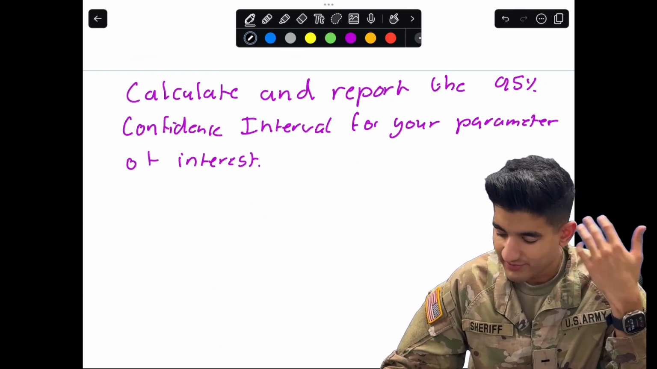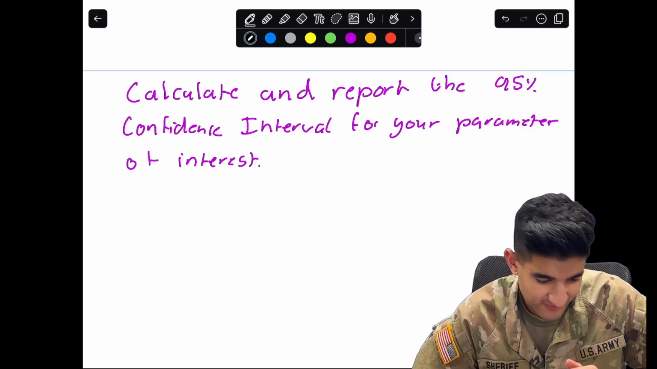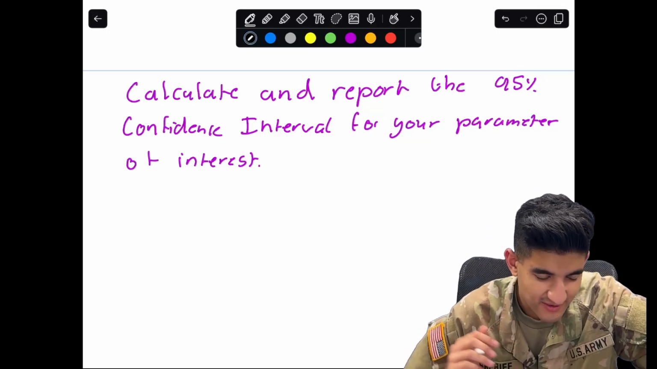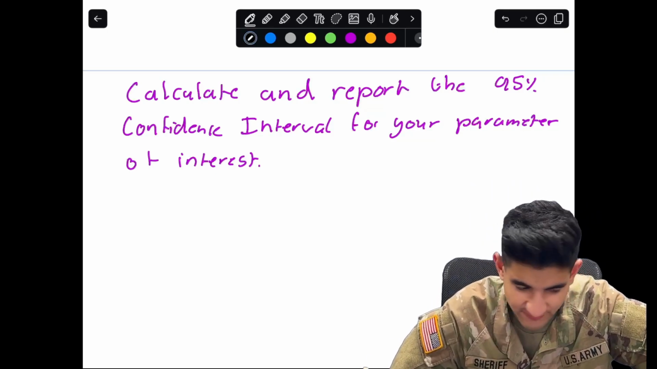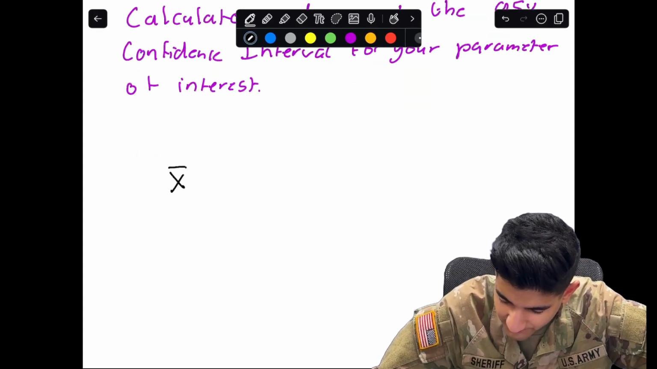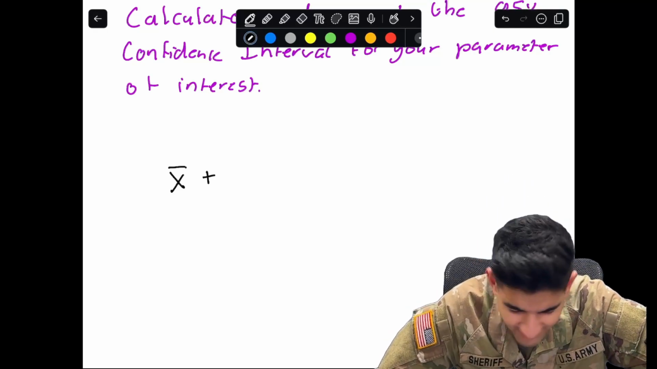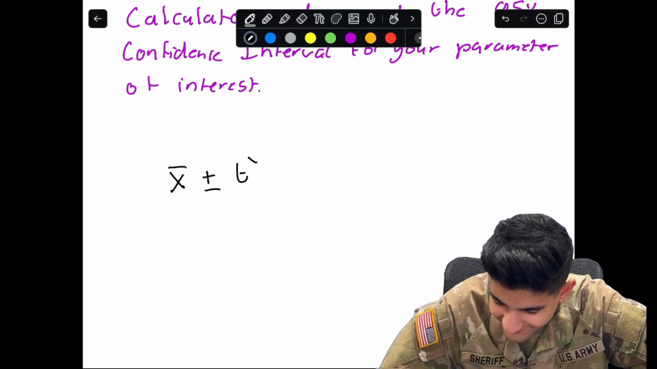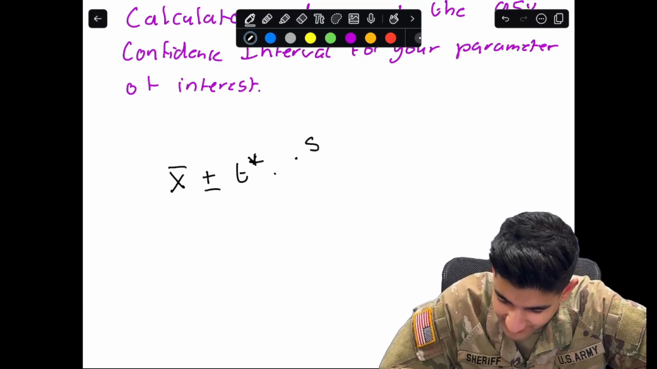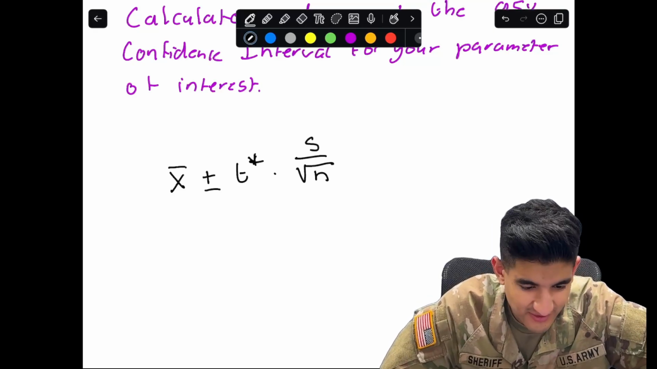All right, calculate and report the 95% confidence interval for your parameter of interest. This one's about to be really, really fun. To calculate the 95% confidence interval, you follow this formula over here: x bar plus or minus t star times s over square root of n. Just making sure you can see me. Sorry, I'm getting paranoid. It's like 12:30 at night, and I don't want to re-record this, as much as I love statistics. Don't worry, I'm going to explain what everything means.